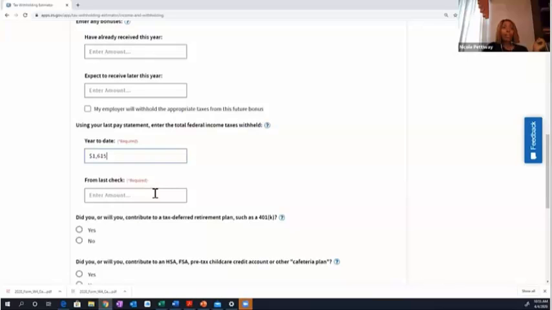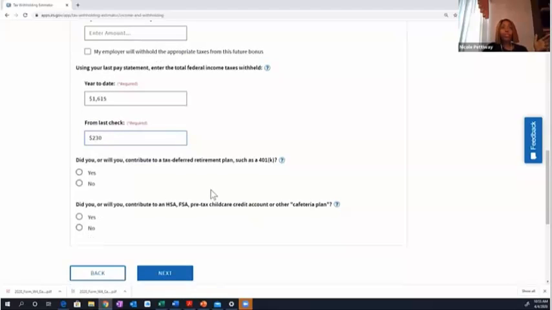From the last check, she had $230 taken out. So I'm going to enter 230 because we enter whole numbers. And then the next question is, did you or will you contribute to a tax deferred retirement plan, such as a 401k? Now, in her example, she was pretty smart. Her job offers 401k matching. So I always tell everyone, and it's part of our personal cash flow plan, that you should be investing into your 401k if you're able to, and certainly at a minimum to get the company match.